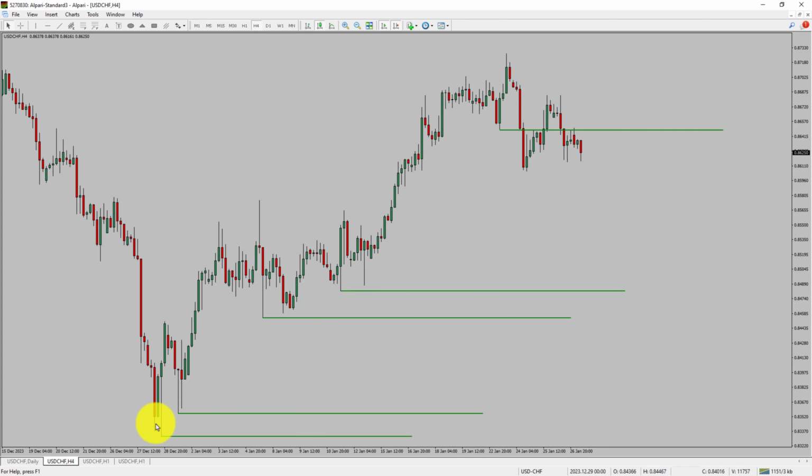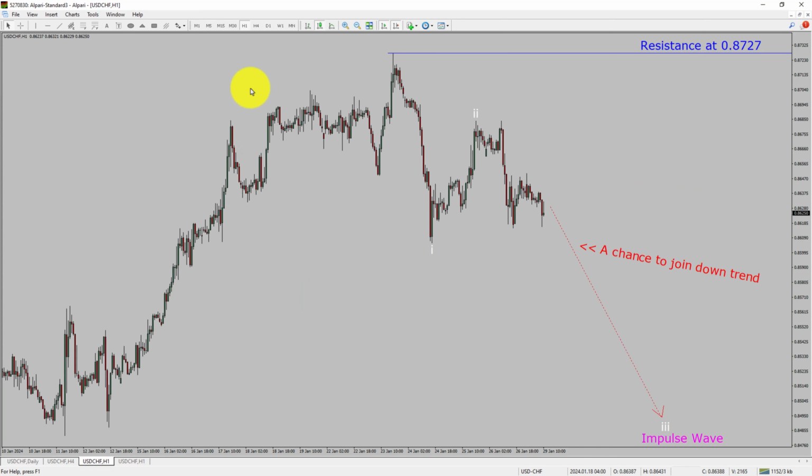Next, let us take a look at 1-hour time frame. The trend is down in 1-hour chart. Intraday resistance is present at 0.8727 price level. Price action is most likely going to drop to print bearish wave 3 impulse leg, which offers a chance to join the downtrend in USDCHF pair. A decisive bullish breakout above 0.8727 resistance level is going to end downtrend in 1-hour chart of United States dollar versus Swiss franc currency pair.